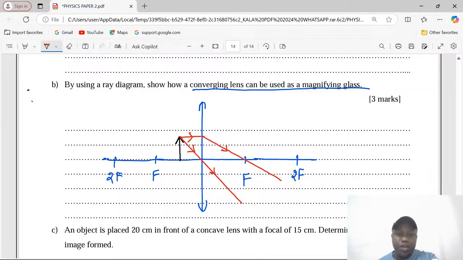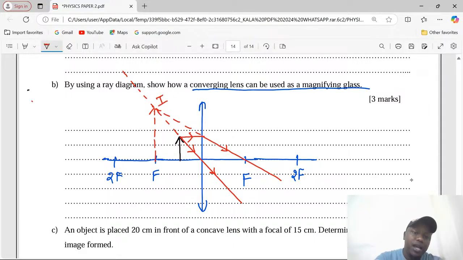Those are two important rays, but you can see they are diverging. For them to form an image, they have to intersect somewhere, so we use incomplete rays, extending them backwards. The image is going to be virtual, upright and magnified.